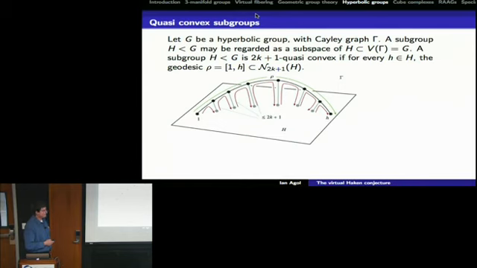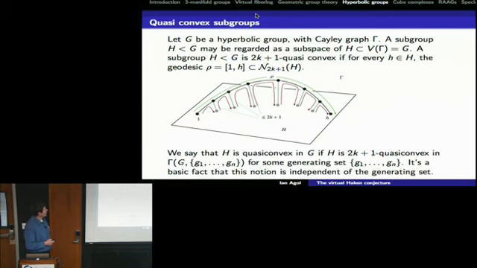So where does the 2k plus 1 come from? Why odd? Oh, you know what? I stole someone's picture, and you could use whatever number you want. We talk about quasi-convex if it's 2k plus 1 quasi-convex for some k, but I just didn't change the font there. 2k plus 1 is any integer, or any number. K is a number, yeah. Can't be negative, I guess. Yeah. Thanks.